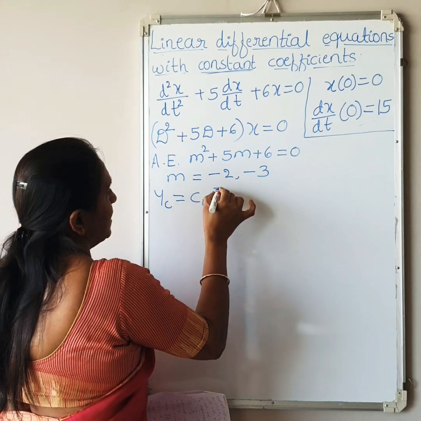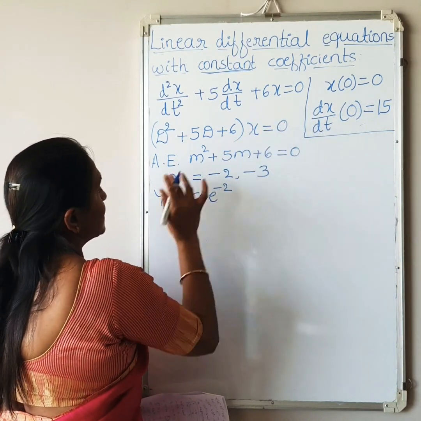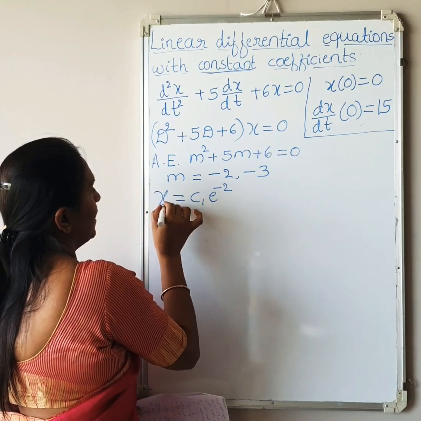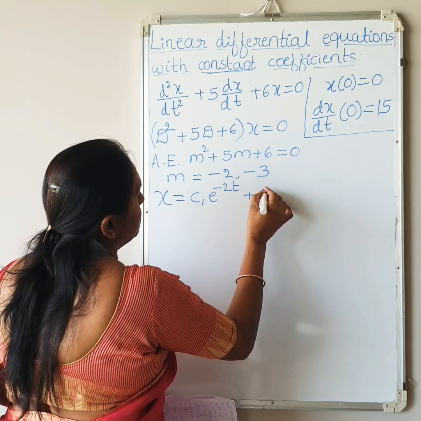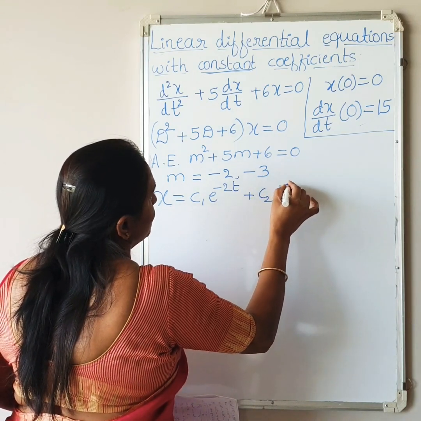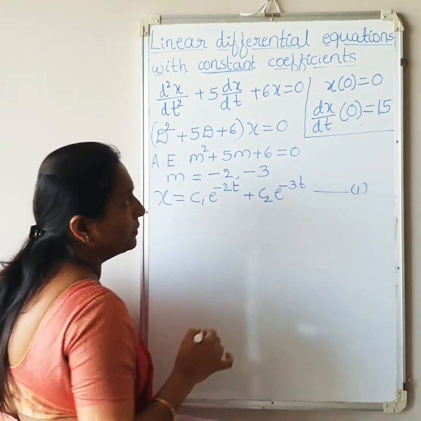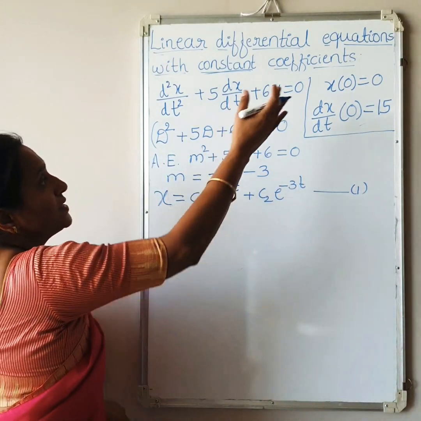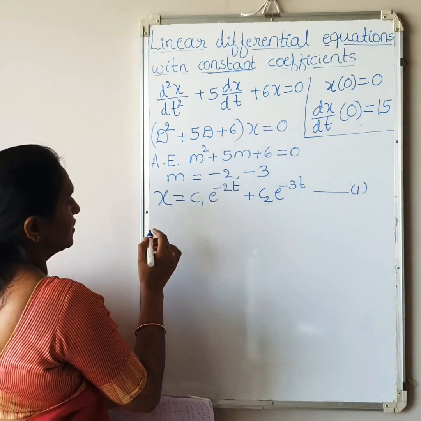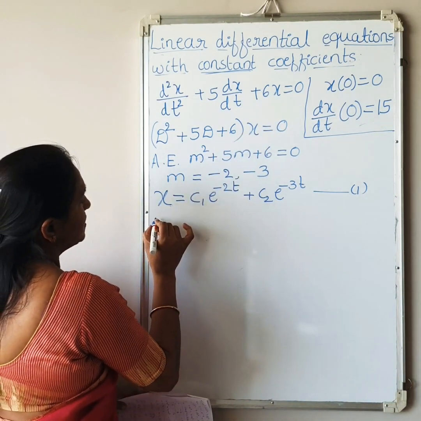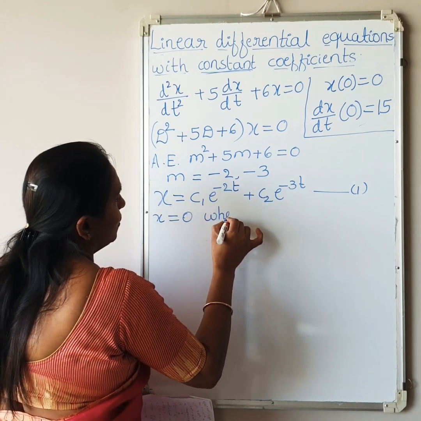c1 e raised to minus 2x. Here we will use t only, since it is in terms of t. x is equal to c1 e raised to minus 2t plus c2 e raised to minus 3t. This is our complementary function. Now we will use given conditions to find out c1 and c2. What is the first condition? First condition is x is equal to 0 when t is equal to 0.